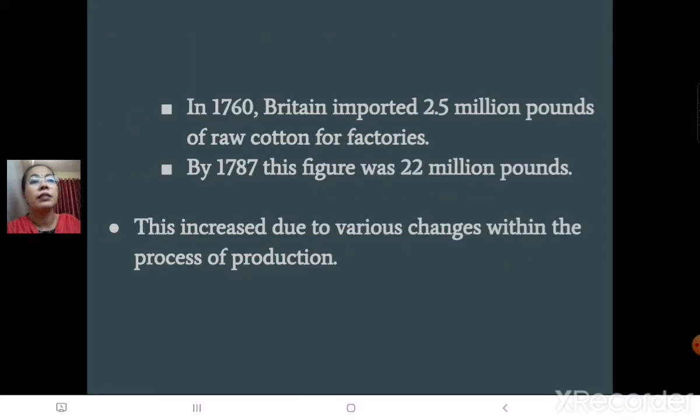In the beginning, that is, in the period of the 1760s, Britain was importing about 2.5 million pounds of raw cotton for its cotton industries, or we can say textile industries. But by 1787, this import rose to 22 million pounds. This increase in the import of cotton was linked to a number of changes within the process of production. What were they? Let us see that.